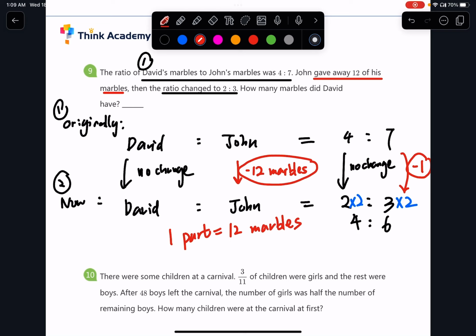right? So the question is asking how many marbles did David have? So I think he wants to find out the number of marbles David had originally, right? But actually it's the same because David has the same marbles in both conditions. So the part is 4, right? The part is 4. So if you want to find David, David is 4 parts. 1 part is 12 marbles. 4 parts equals 12 times 4 equals 48 marbles.